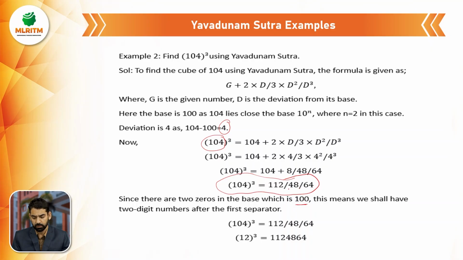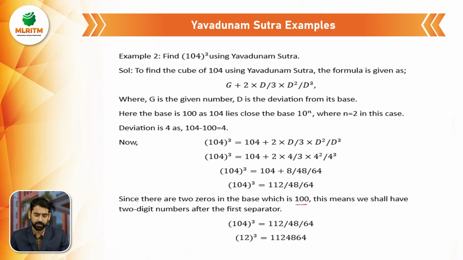We have 2-digit numbers and 2 zeros in the base, so there is no need to move these digits to the left. So we can go 104 cube equals 112 slash 48 slash 64, which, after combining them and removing the separators, gives the cube of 104 as 1124864. So this is one more example where we find the cube of a number using the Yavadunam Sutra.